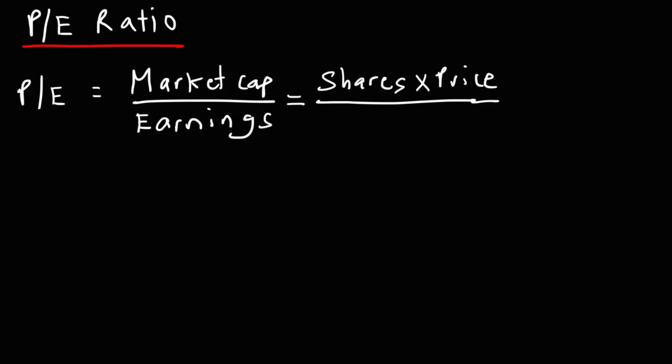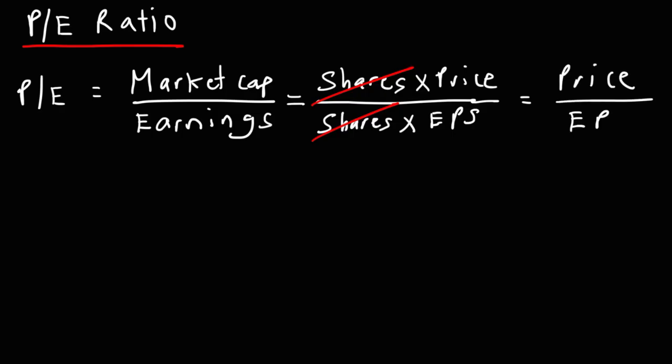The total earnings of the company can be calculated by taking the shares outstanding and multiplying it by the earnings per share. So if you cancel the number of shares outstanding, you get a second way of calculating the PE ratio, and that is the price of the stock divided by the earnings per share, or the EPS value. So those are the two ways in which you can calculate the PE ratio.